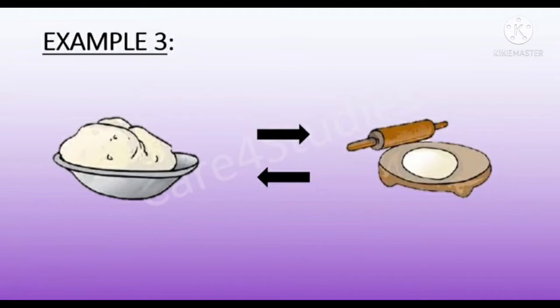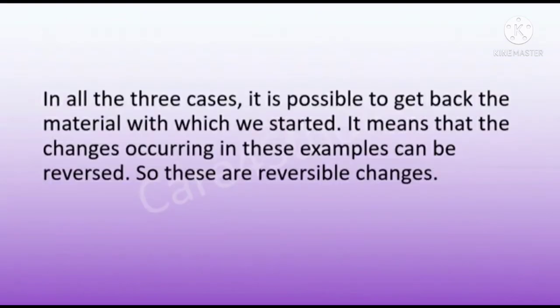Consider another example. Take some dough and make a ball. Try to roll out a roti as shown in this figure. Now we want to change it back into a ball of dough again. What happens? Is there any change in that dough? In all the three cases, it is possible to get back the material with which we started. It means that the changes occurring in these examples can be reversed. So, these are reversible changes.